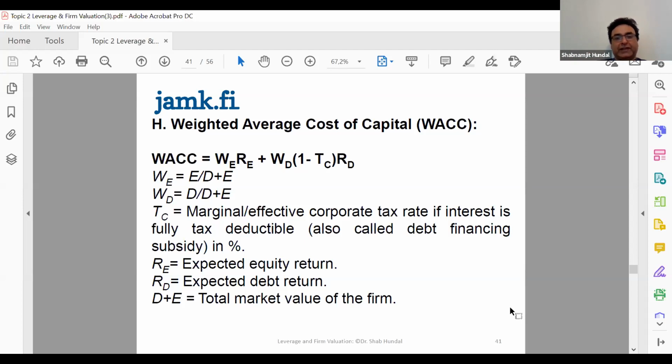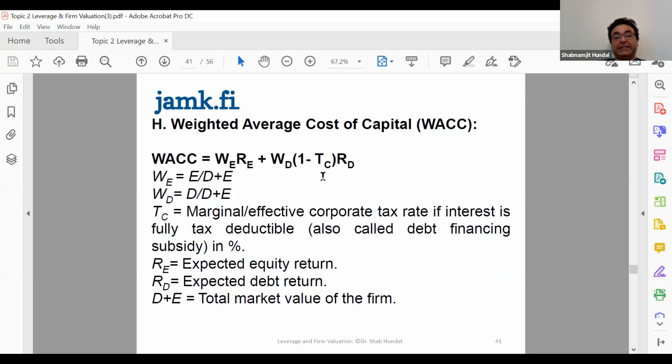The weighted average cost of capital, you can see that it's equal to WE, the W subscript E, which is the weight of equity, multiplied with R subscript E, which is the return on equity. And then we have the WD, the weight of debt. And of course, we multiply with the cost of debt, that is the interest rate, RD. But in between, you see there is a 1 minus TC.